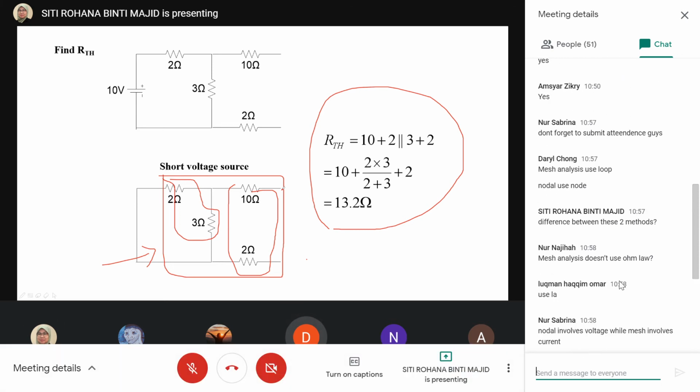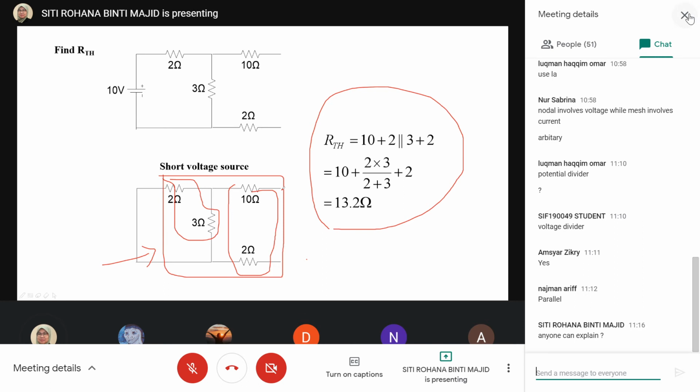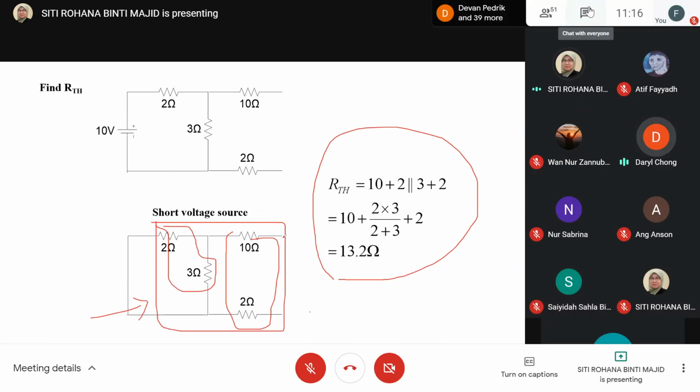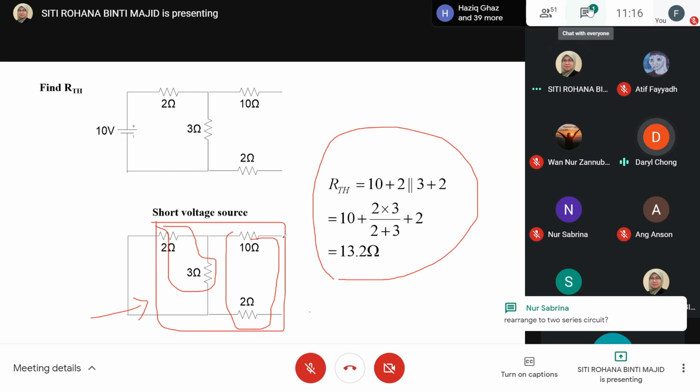I can try, doctor. Yeah, please. If you look from the 2 ohm at the bottom, and then you go left, it breaks into two parts, the 3 ohm and 2 ohm. So if it breaks, I think it's parallel, the 2 and 3. It's parallel to each other because it breaks into two parts.